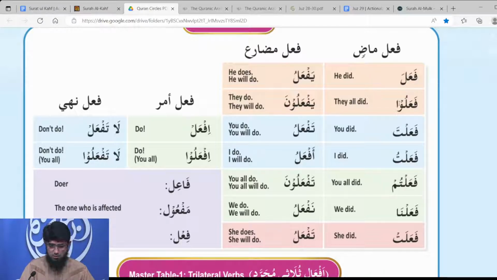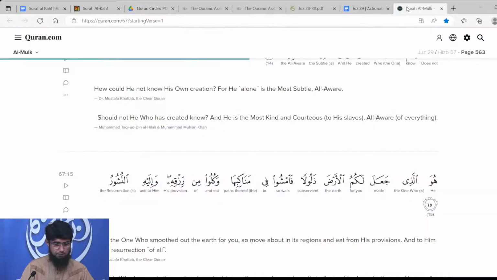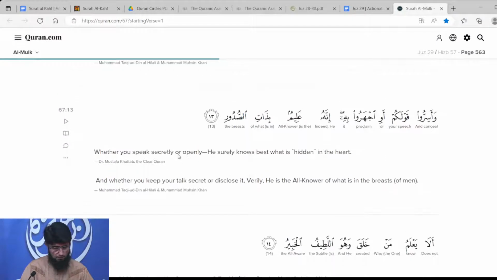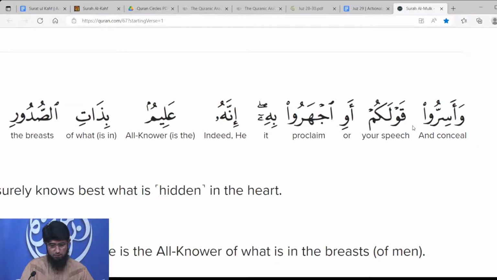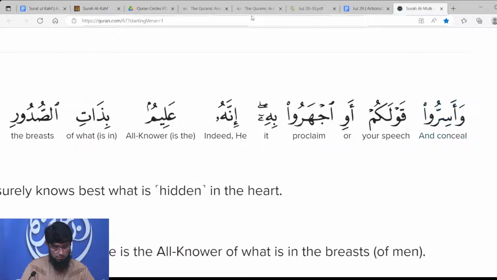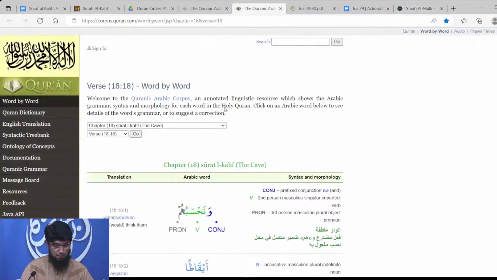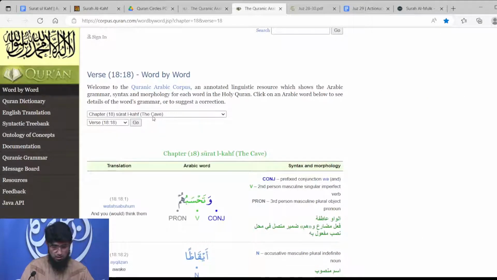Okay, let's go to Surah Al-Mulk. Okay, we use the corpus, right? So repeat after me. It's important for you to be engaged. Okay, why is this? Okay, I gotta save this bookmark. The Mulk.